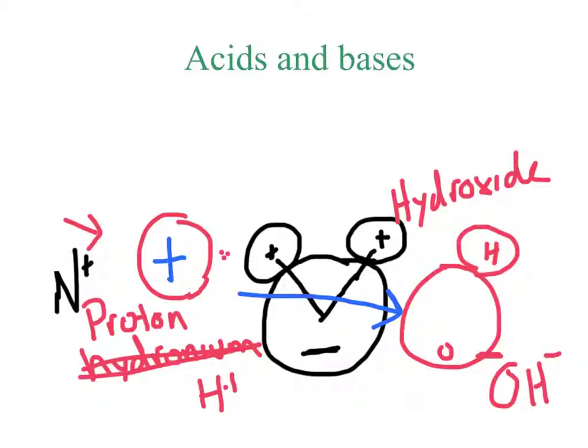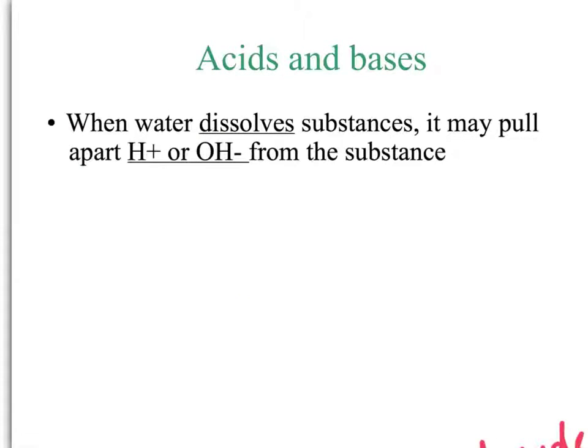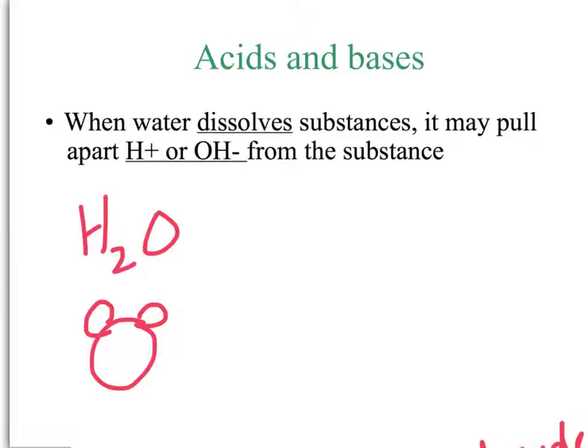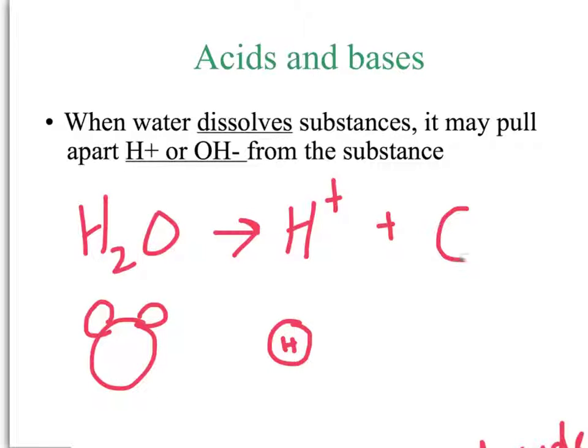So just to recap, here's the shorter way of explaining things. Water can dissolve substances, and when it does, sometimes what was H2O, Mickey Mouse, becomes a hydrogen ion, or what we call a proton, just the H. And when that happens, the other part becomes hydroxide, or OH.